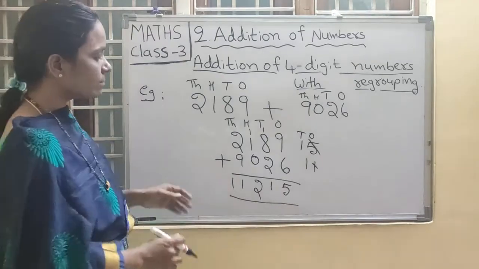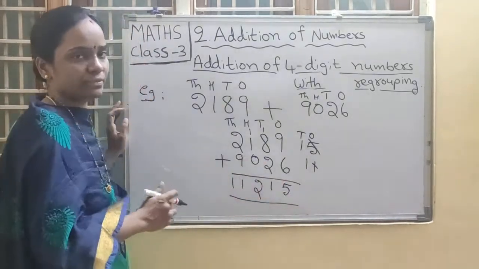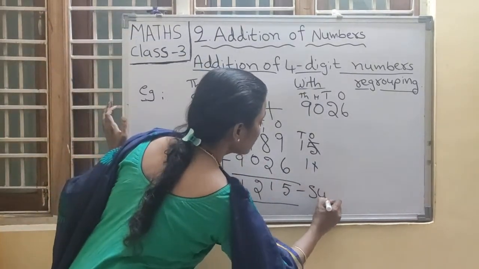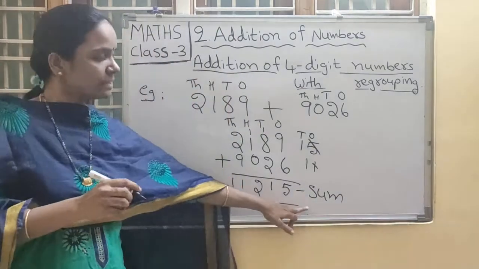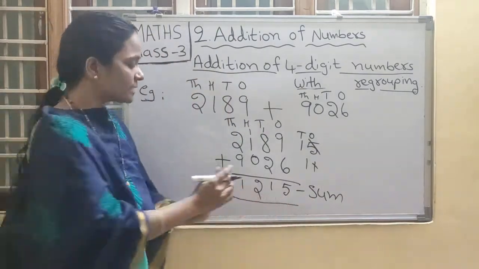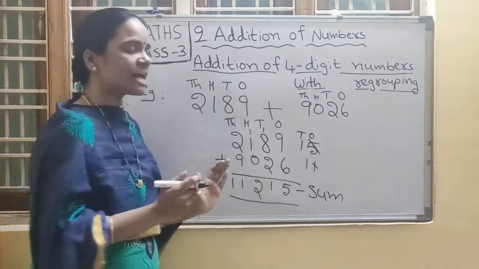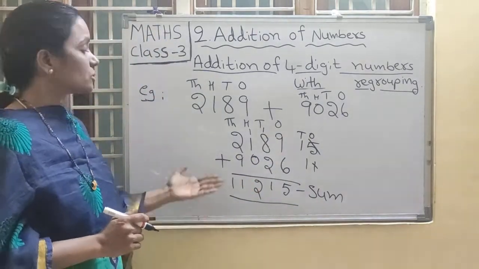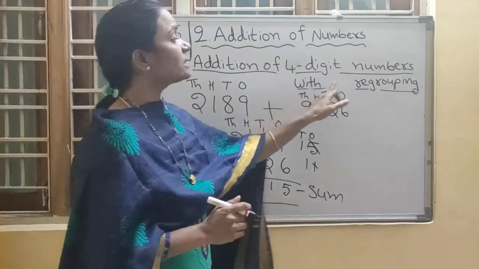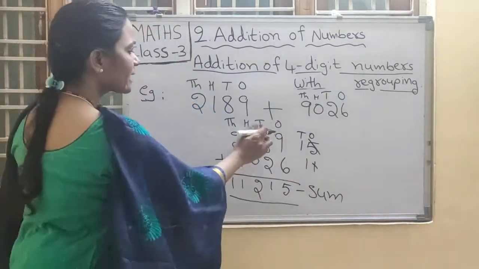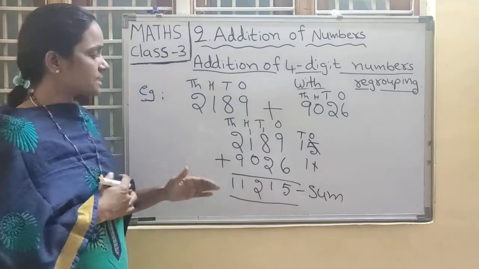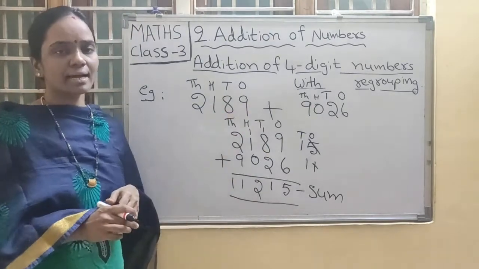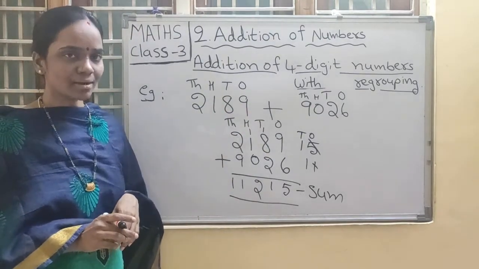What is this number? It is 11,215. What is the sum? 11,215. Sum means after doing addition we will get an answer. That answer is known as sum. Okay, children? So in this way we will take addition. So this is the addition with regrouping. Means we have the carryovers here. Have you understood, children? Shall we take one more example?